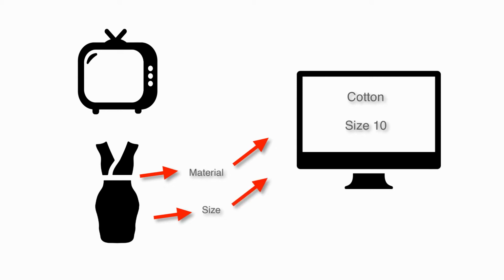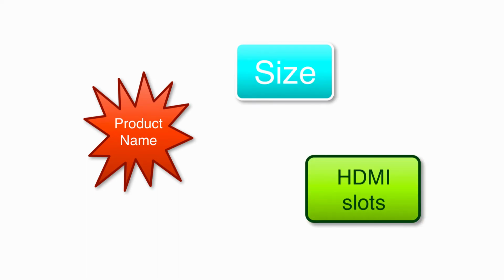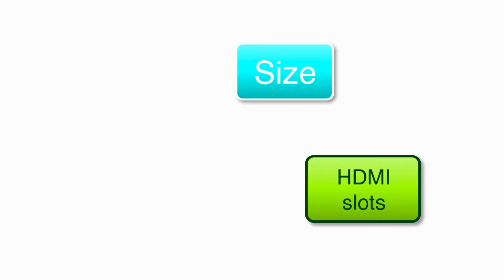Now, each of those elements that we put in is like a question about the product. So, what size TV is it? That is an attribute. And an attribute can be a whole range of things, and I will show you in a moment on Magento what they look like. But simply put, it could be the name of the product, the size, number of HDMI slots, and so on. Likewise, we have those questions for the dress as well.